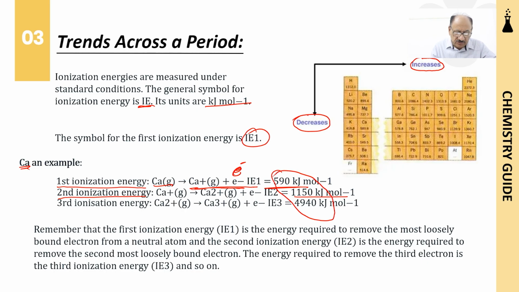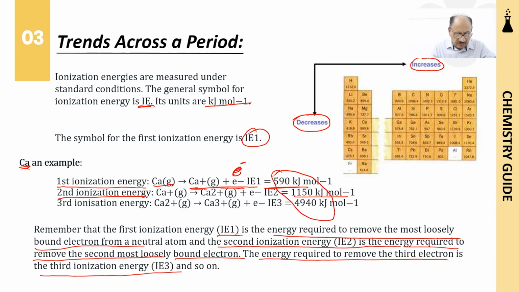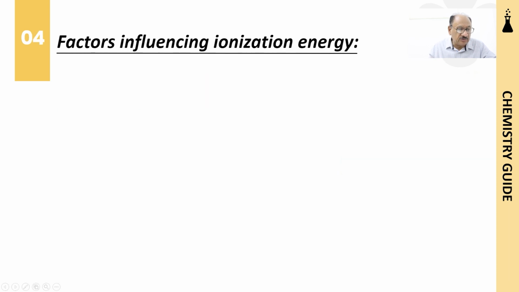Remember that the first ionization energy, IE1, is the energy required to remove the most loosely bound, the outermost electron. The second ionization energy is the energy required to remove the second most loosely bound electron, and the energy required to remove the third electron is the third ionization energy, which we can show as IE3. And so on, we can find fourth and fifth ionization energies also.